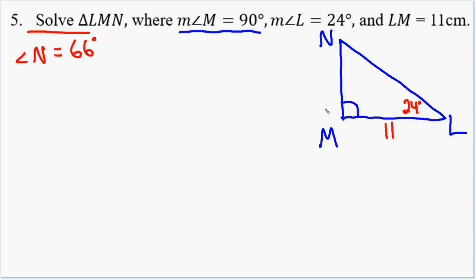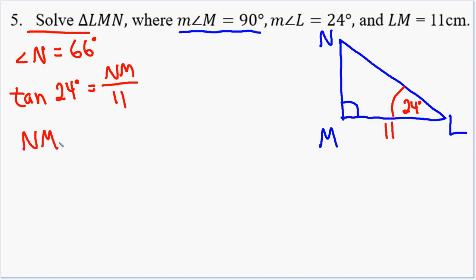And now we need to find some sides. So let's go to 24. Let's get NM first. That's opposite. We have adjacent. So that looks like a job for tangent. The tan of 24 equals NM over 11. Tan of 24, multiply both sides by 11. NM is about 4.9. Units are centimeters.